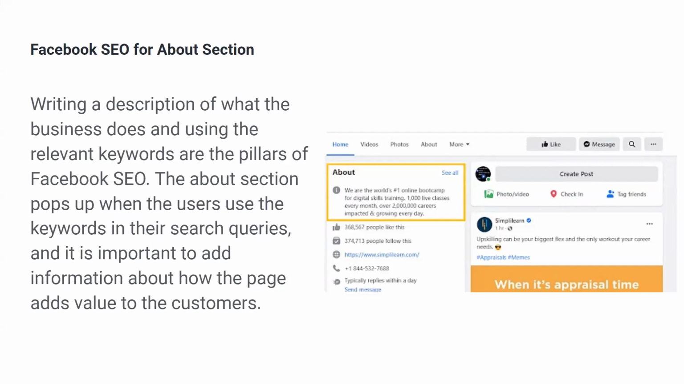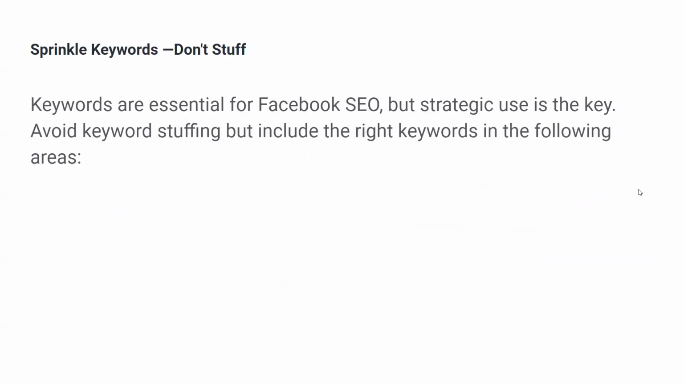We still want to write for the user, but we want to creatively insert these targeted keywords into our about section. The about section of our Facebook page gives us that opportunity. All right, so again, another area that you can use to work in some of these terms and make sure that your business page is optimized. Sprinkle keywords, don't stuff, exactly what I just talked about here. So again, avoid keyword stuffing, but include the right keywords in the following areas.